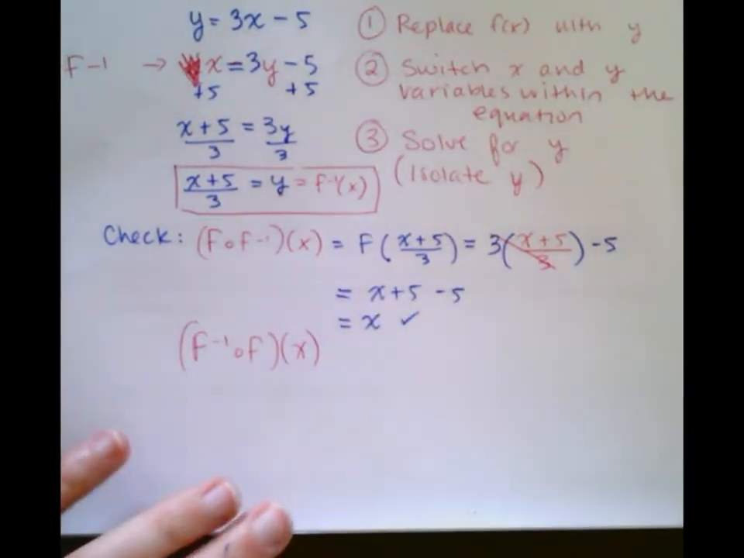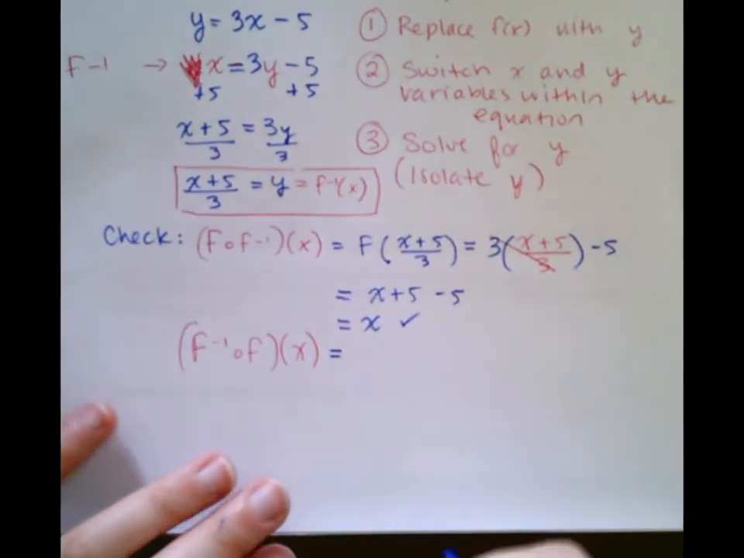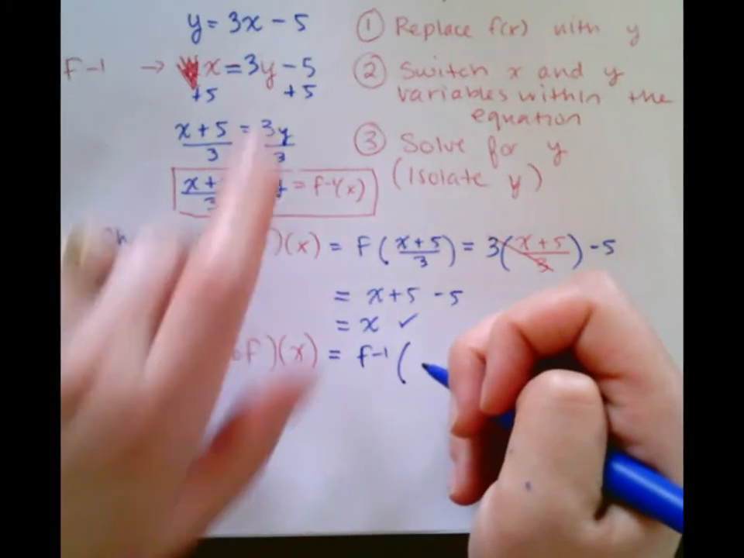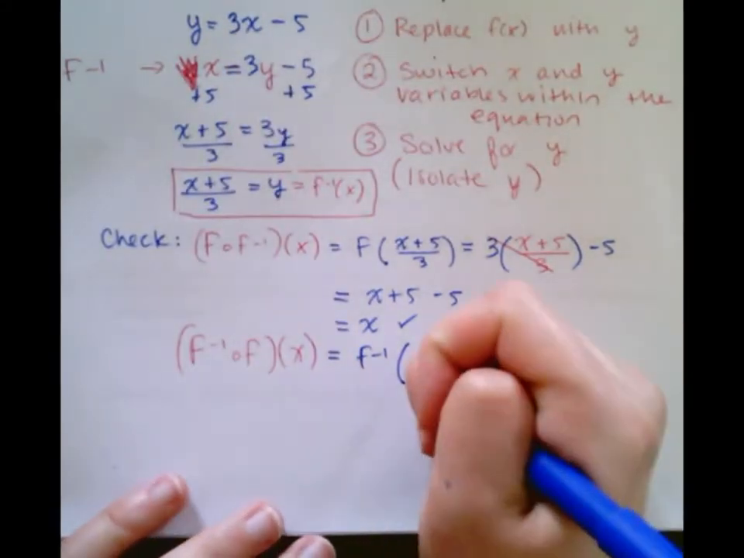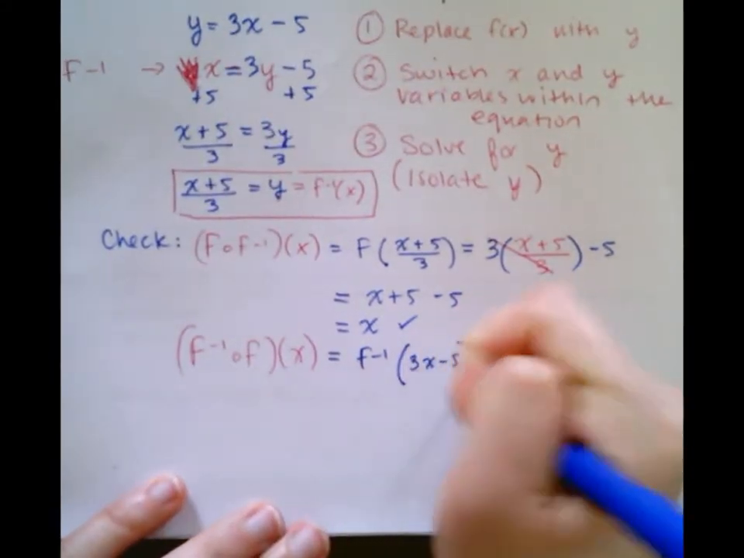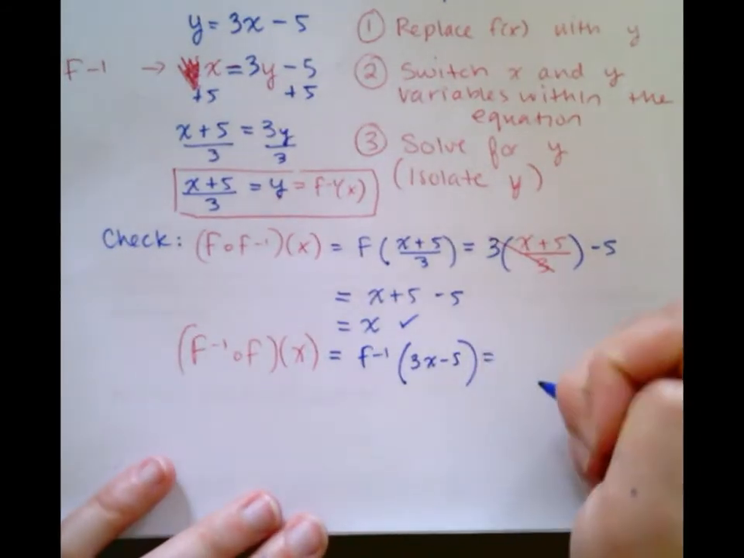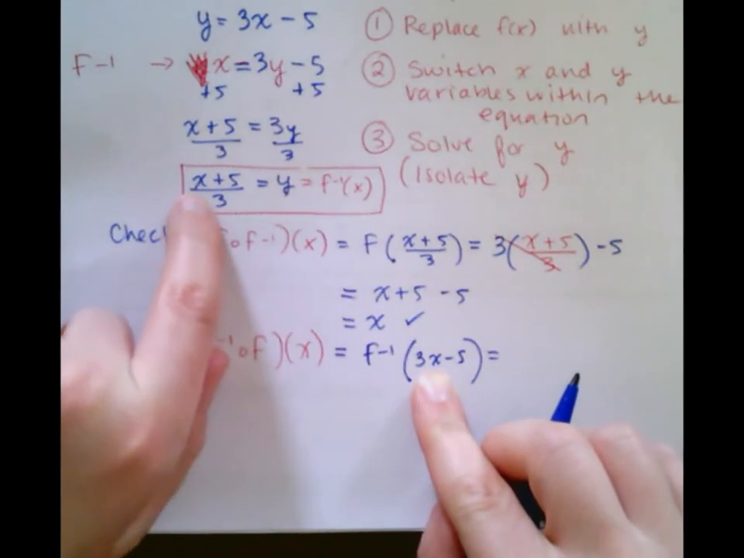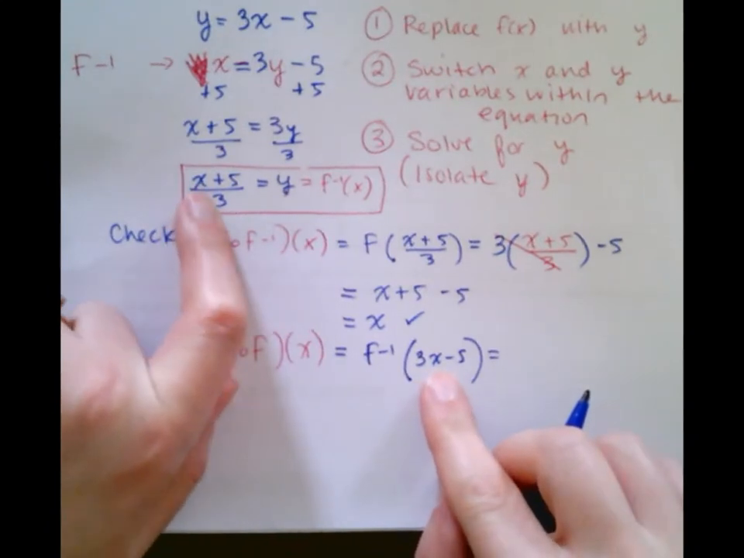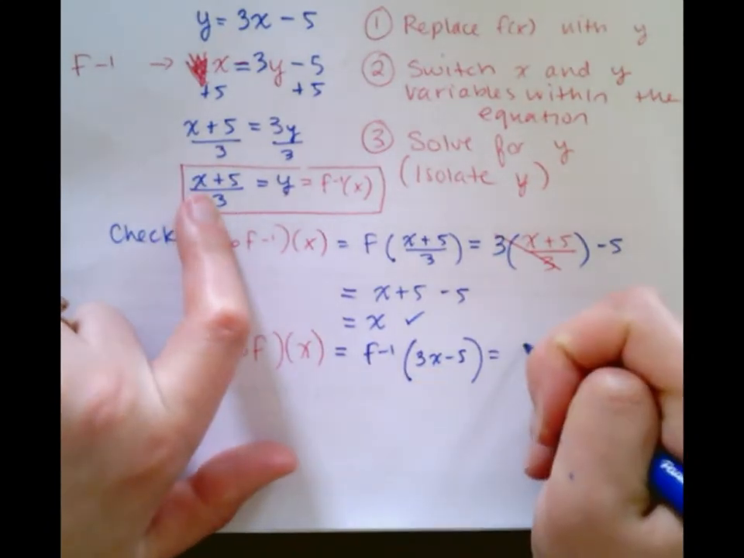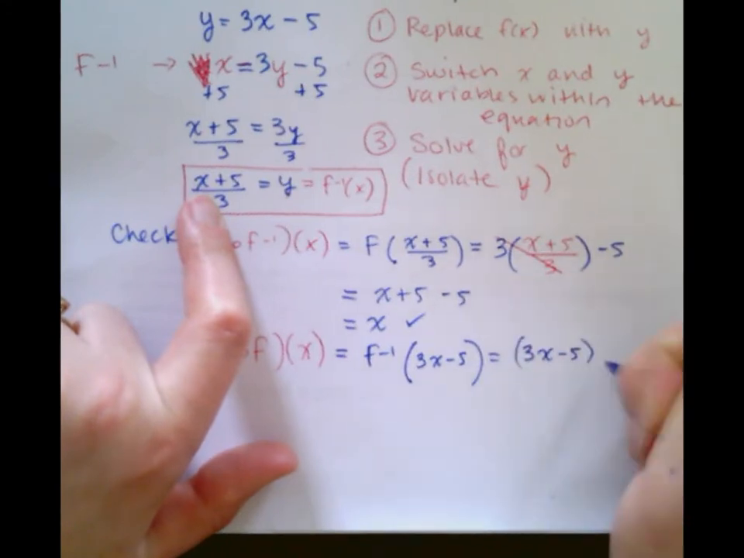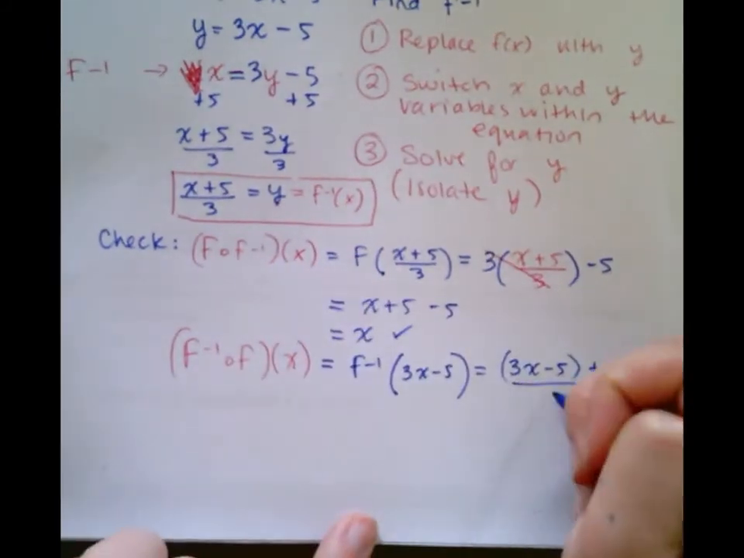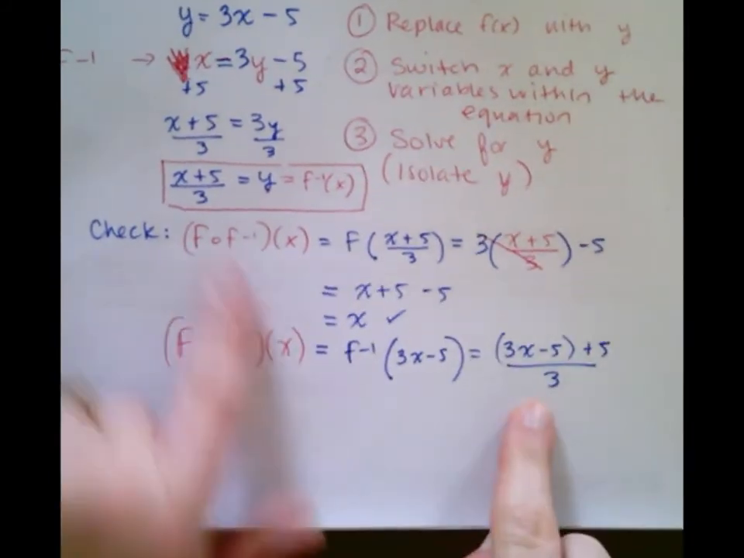And here I would get f inverse of f. So f was 3x minus 5. So that means I'm plugging in 3x minus 5 in for the x in f inverse. So it would become 3x minus 5 plus 5, from this plus 5 there, divided by 3. So I'm just using that same structure.